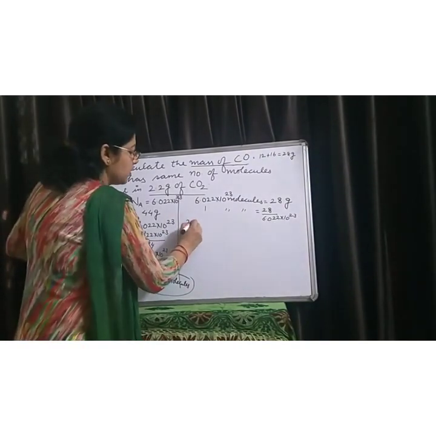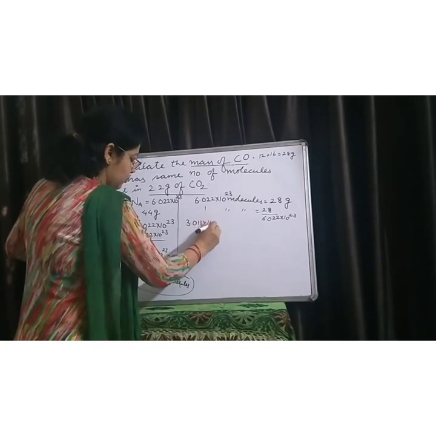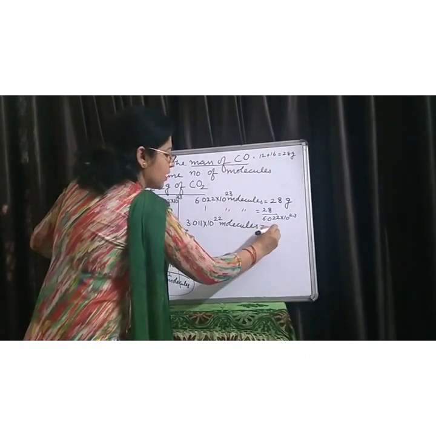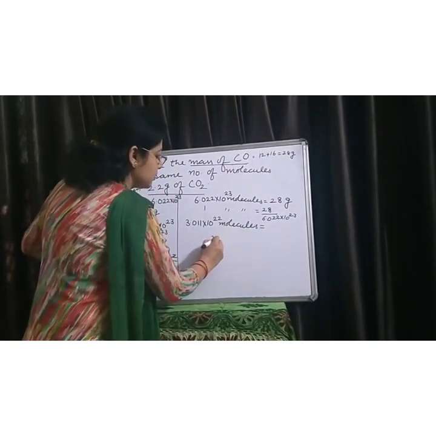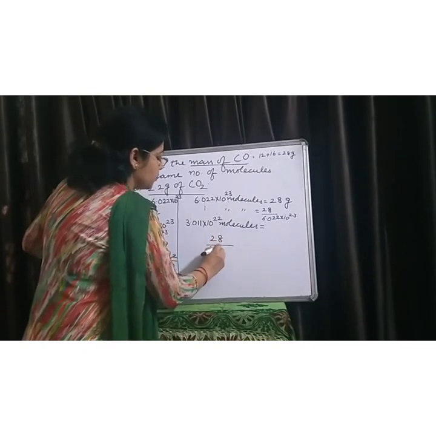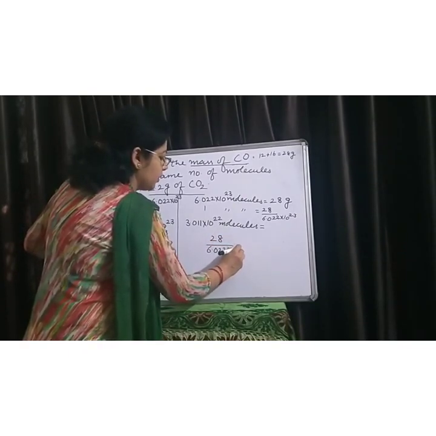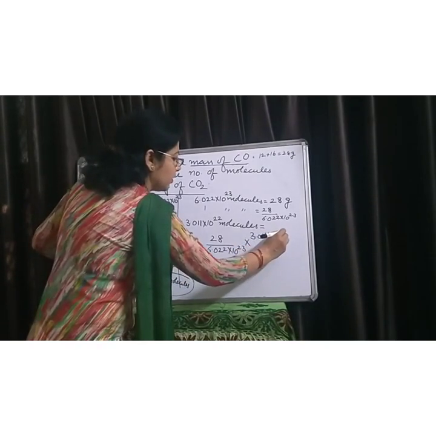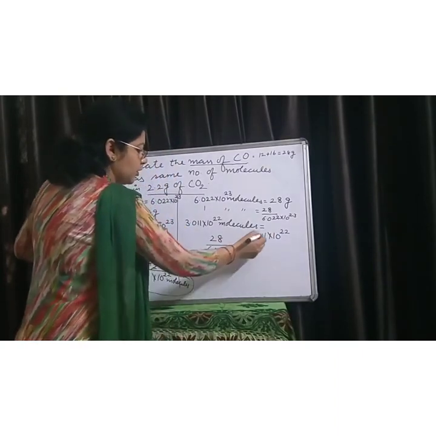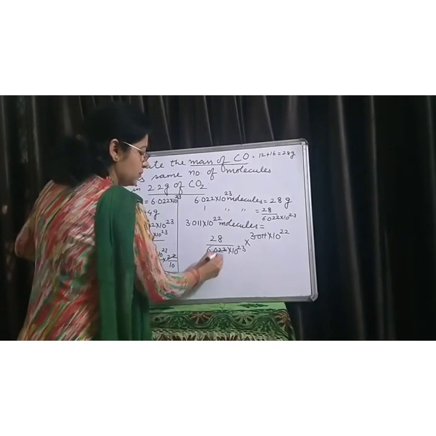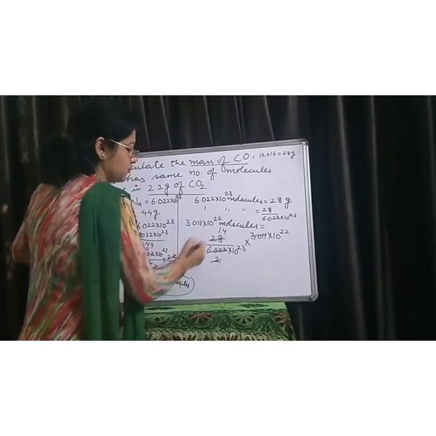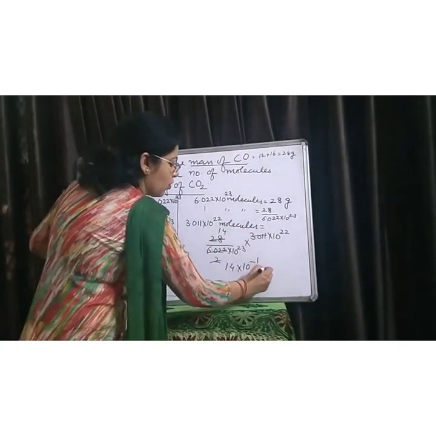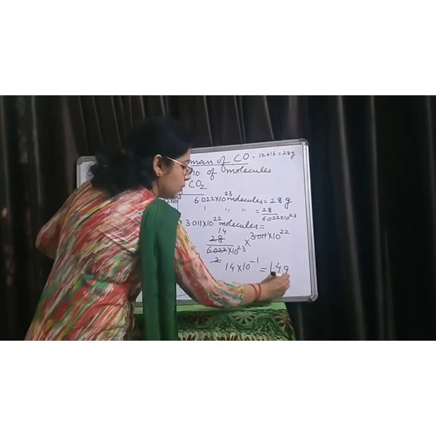So put here 3.011 × 10^22 molecules of carbon monoxide has mass, that is 28 divided by 6.022 × 10^23 multiplied by 3.011 × 10^22. It comes out to be 14 × 10^-1, or 1.4 grams.